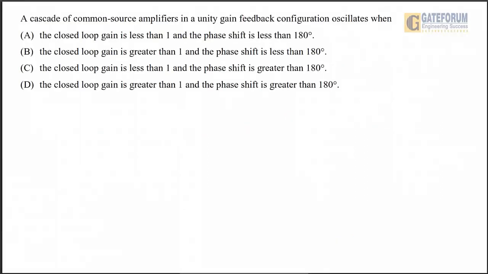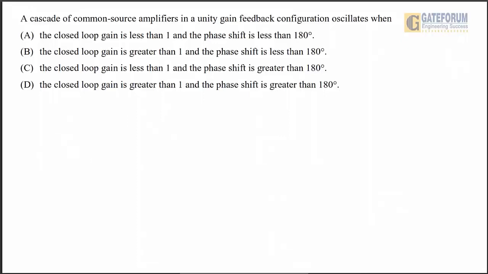So the question here is, a cascade of common source amplifiers in a unity gain feedback configuration oscillates when: option A, the closed loop gain is less than 1 and the phase shift is less than 180 degree. Option B, the closed loop gain is greater than 1 and the phase shift is less than 180 degree. Option C, the closed loop gain is less than 1 and the phase shift is greater than 180 degree. Option D, the closed loop gain is greater than 1 and the phase shift is greater than 180 degree. And this is the question they asked in GATE 2023 for EC branch from the subject of analog.